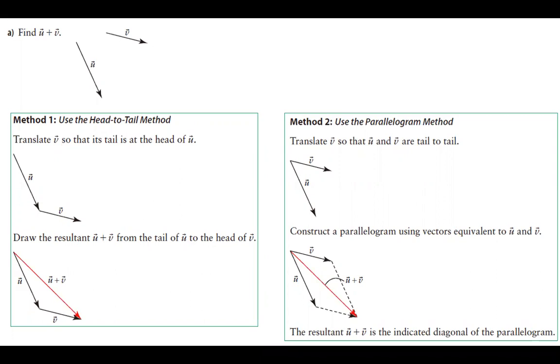Okay, note that we can also use the parallelogram method. So in this method, we need to translate vector v so that vector u and v are tail to tail. Then construct a parallelogram using vectors equivalent to u and v. The resultant u plus v is the indicated diagonal of the parallelogram.